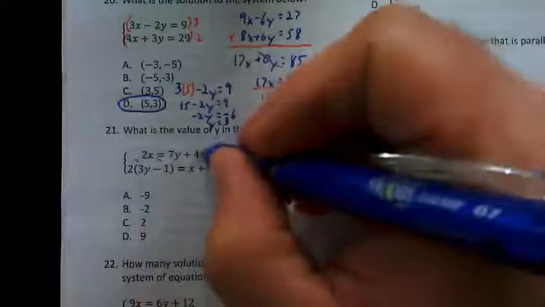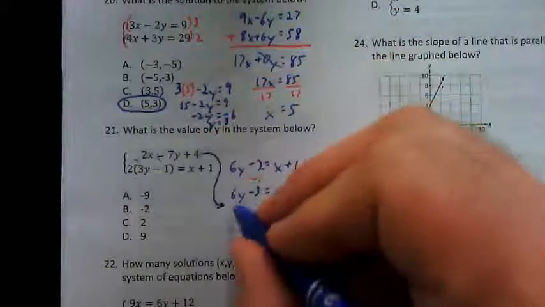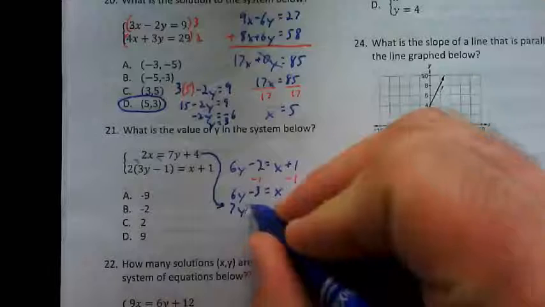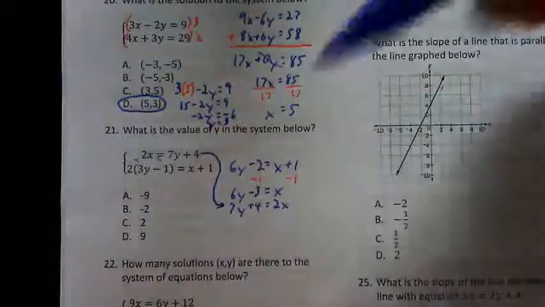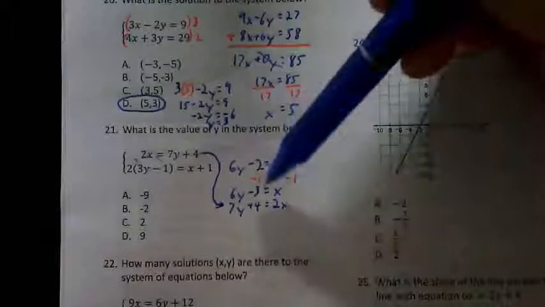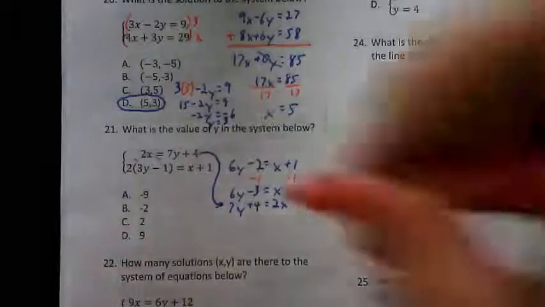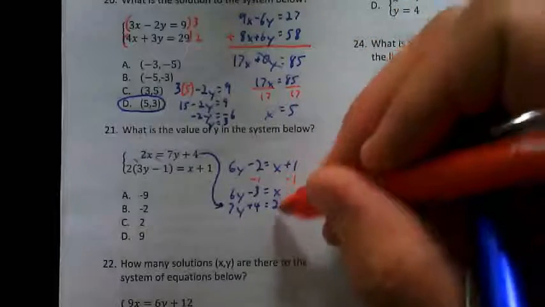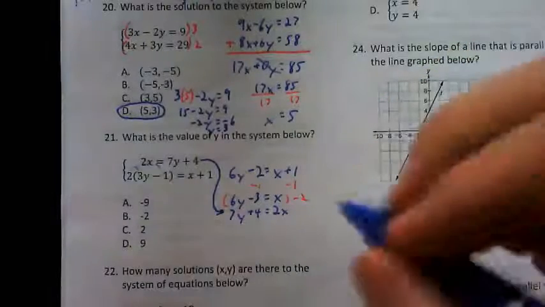So taking this equation, I'm going to rewrite it down here. We have 7y, we have a positive 4, and we have a 2x. Currently, we don't have opposites. But we could make these opposites by multiplying that top equation by a negative 2. So we could get these x's to cancel out. So I'm going to multiply that whole thing by negative 2.